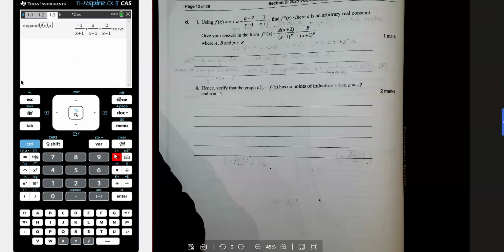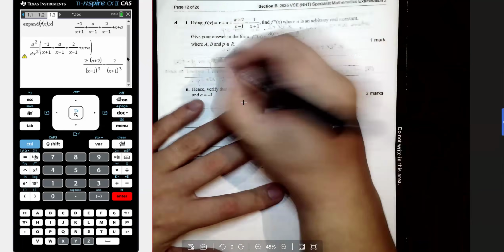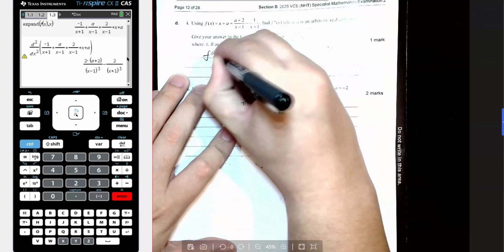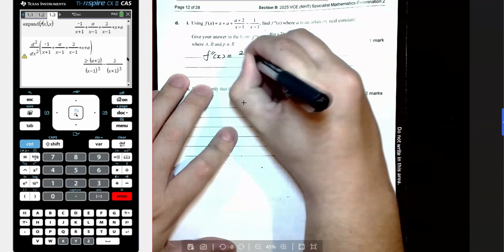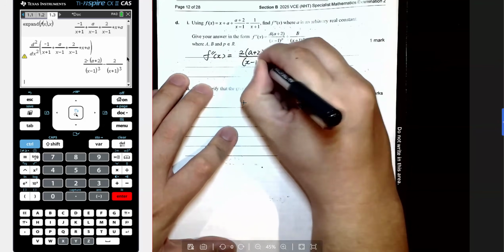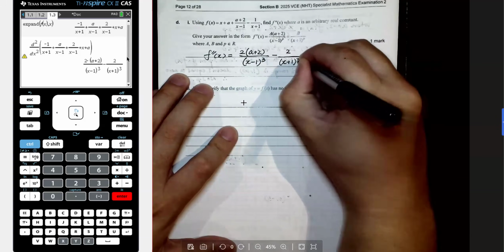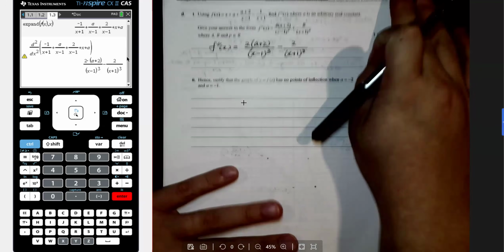Then I just take the second derivative, use the expanded form. You'll be able to get something like that. And you can check this p-value is like a 3, and this a is 2, and b is minus 2 in this case. Don't confuse these a and b with my previous values. They're different, okay? Okay, so that is the second derivative.